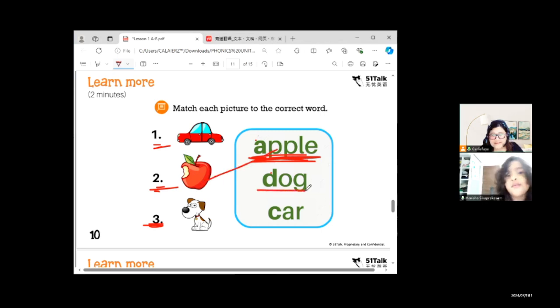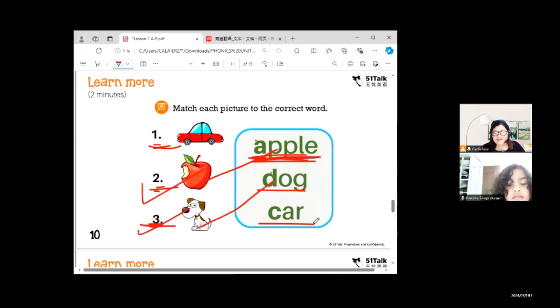How about this one? It starts with letter D. D. Like this. Dog. Dog. Which picture? 1 or 3? 3. Very good.